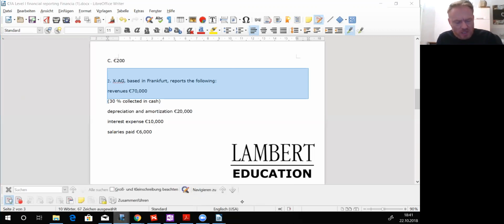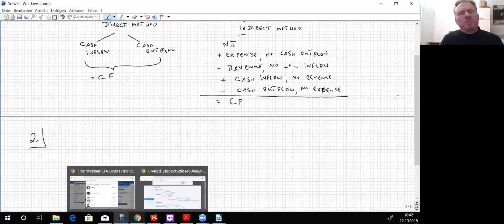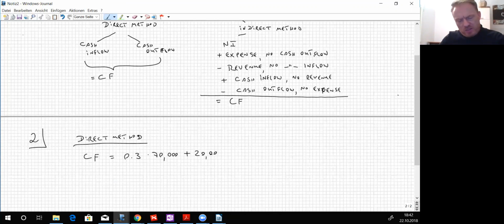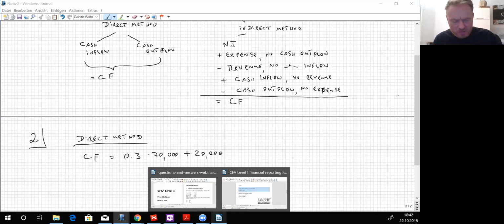Now, there is a cash inflow, but no $70,000 are going to come in as cash inflow, but only 30%. 30% are going to come in. So the direct method, if we try to compute cash flow directly, it's going to say this: cash flow equal to cash inflow, meaning 0.3 multiplied by 70,000 euros plus the loan taken.